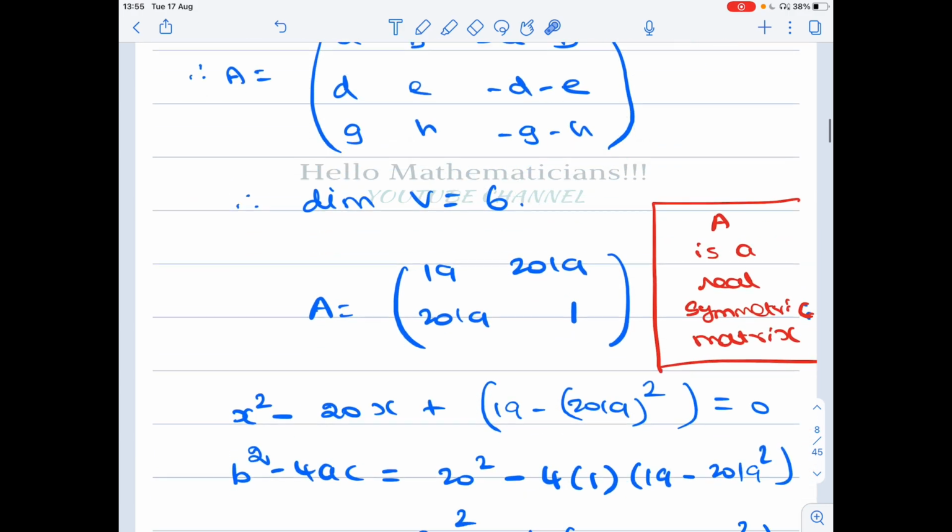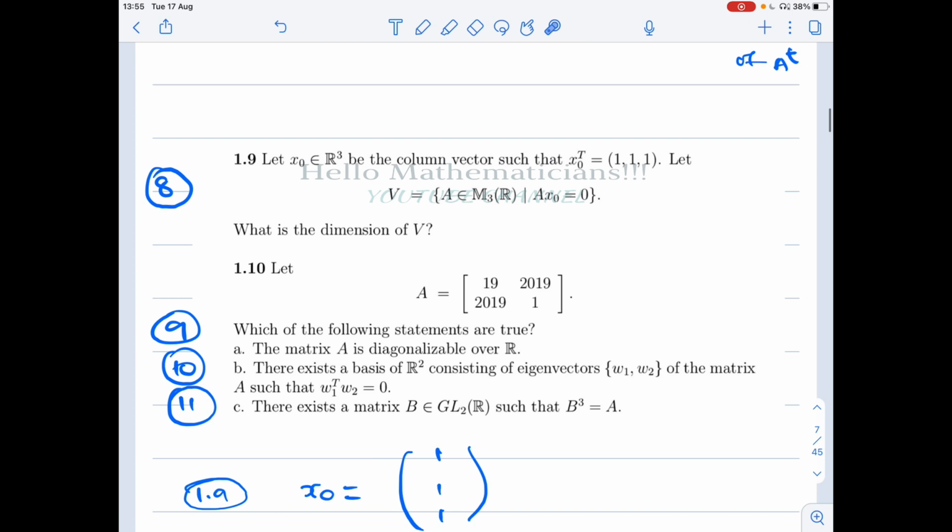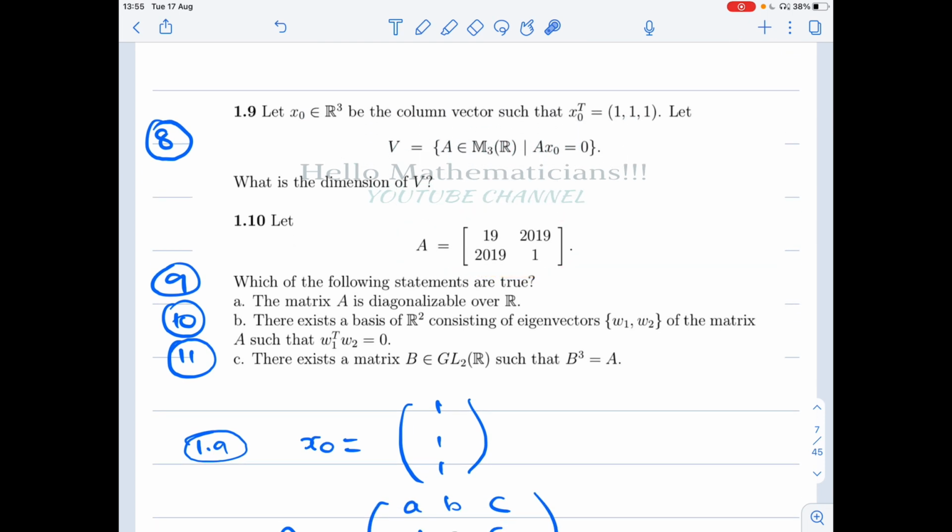Okay, let's do the next problem. Let A equal to this 2 by 2 matrix. The options are: A is diagonalizable; there exists a basis of R2 consisting of eigenvectors which are orthogonal, where w1 transpose w2 equal to 0 means that the inner product of w1 and w2 equals 0; and there exists a matrix B belonging to GL2(R) such that B cube equals A. This is a real symmetric matrix, therefore it is diagonalizable. If you calculate the eigenvectors of a real symmetric matrix, they are always orthogonal, so you can check. Therefore the first two options are true.